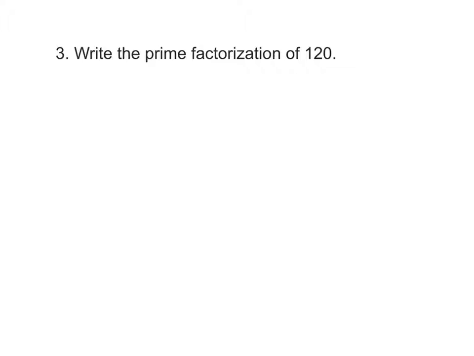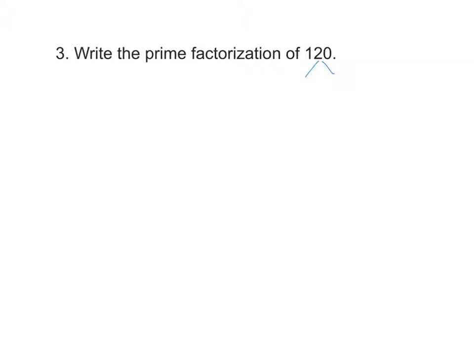Basically what this is asking us to do is to break down 120 into the prime factors that we can multiply together to get 120. So this is where we make that factor tree. So we need to find two numbers that multiply to equal 120. This is the part where there's a few different ways to do it.